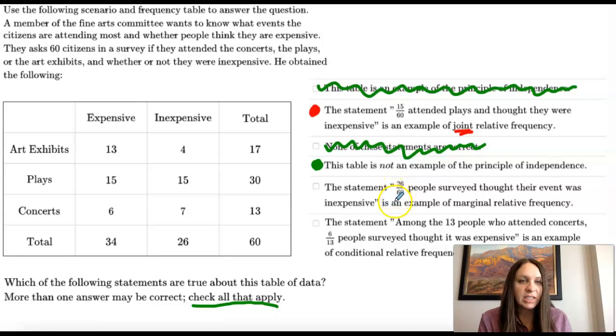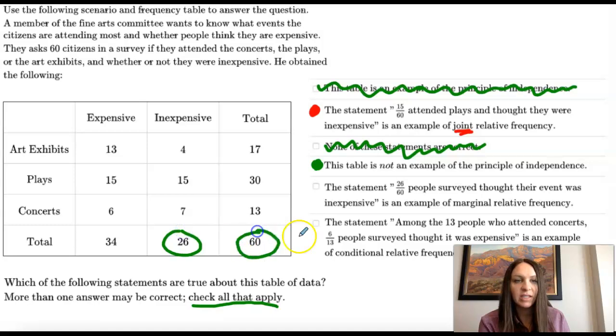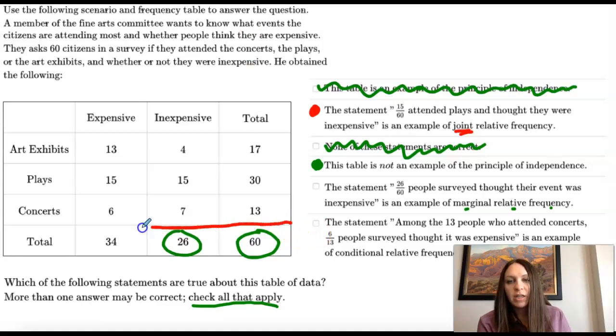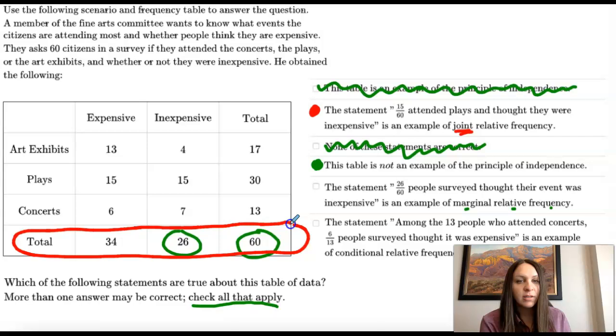All right, the statement "26 out of 60 surveyed thought their event was inexpensive." So we're looking at this 26 out of 60. Marginal relative frequency. Notice how these numbers are in the margin. That means it is an example of marginal relative frequency. That's true.